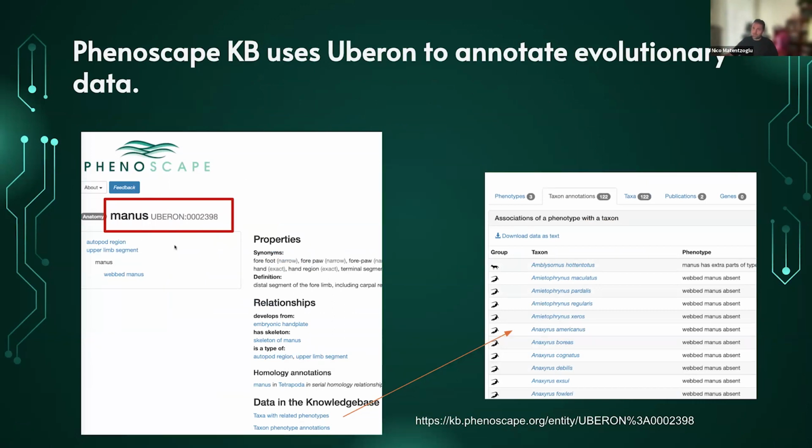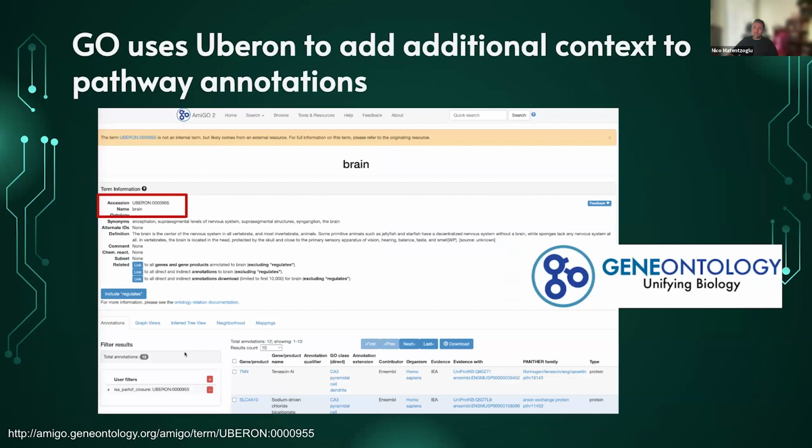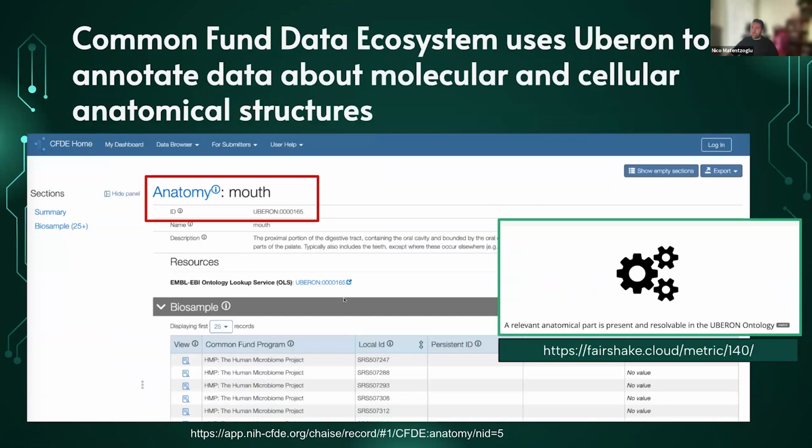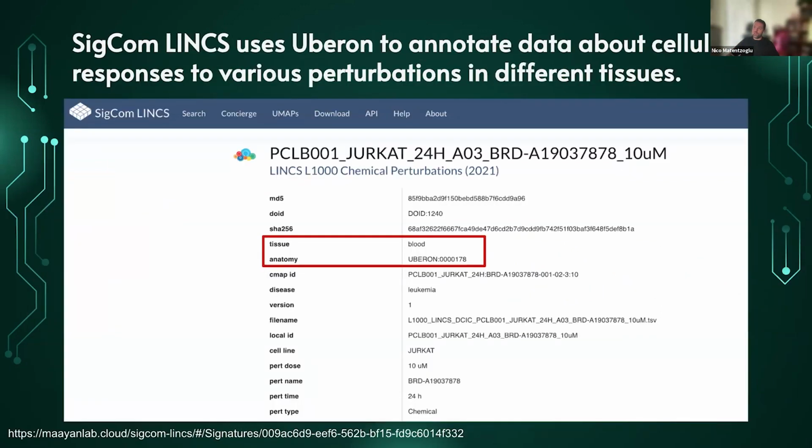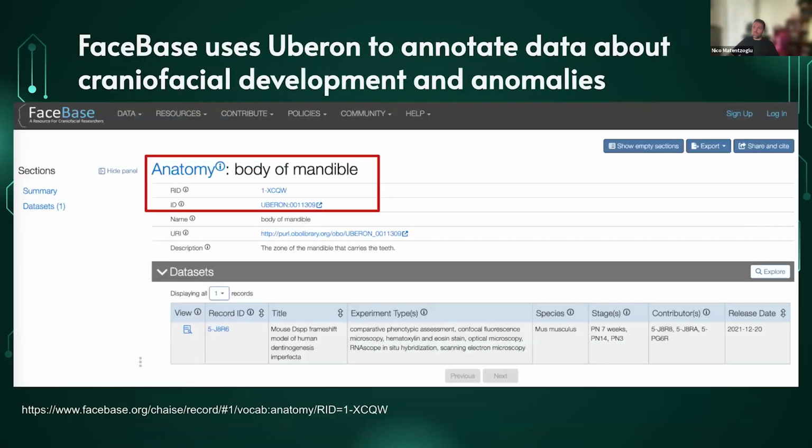So in their Phenoscape KB, you can see nice pages which are indexed by Uberon terms and then link to related phenotypic descriptions and other things. Gene Ontology, of course, uses Uberon heavily to provide additional context information for their pathway annotations. Then we have other projects. This list could go on endlessly, and the point really is to swamp you with the fact that there are a lot of different projects out there that are using Uberon for these kinds of use cases. Here, this is just another nice one.